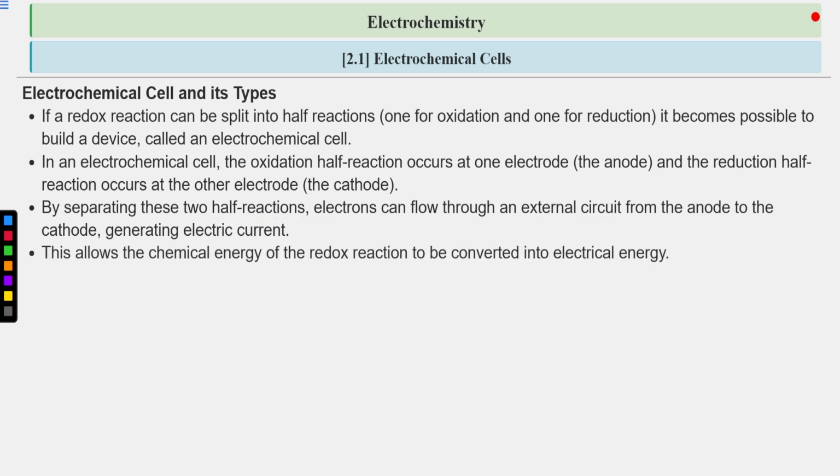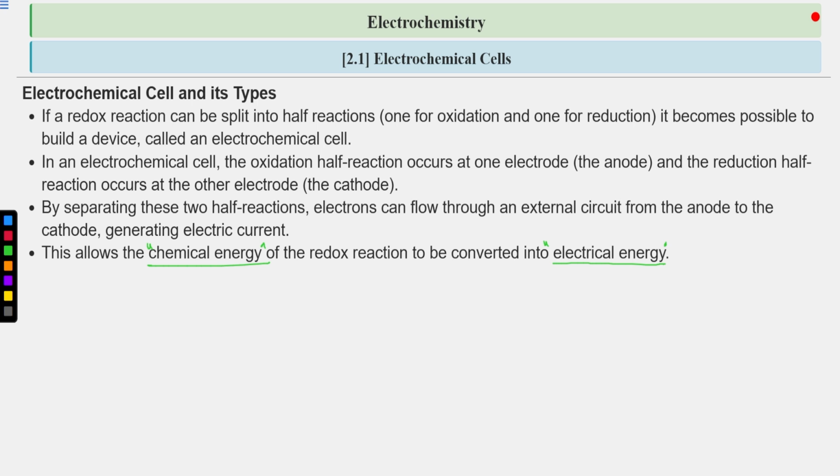Now, this allows the chemical energy of the redox reaction to be converted into electrical energy. As I said, we have talked about the redox reaction. Reactions mean something chemically is going on, right? So in the electrochemical cell, we utilize the chemical energy and convert it into electrical energy for further uses.